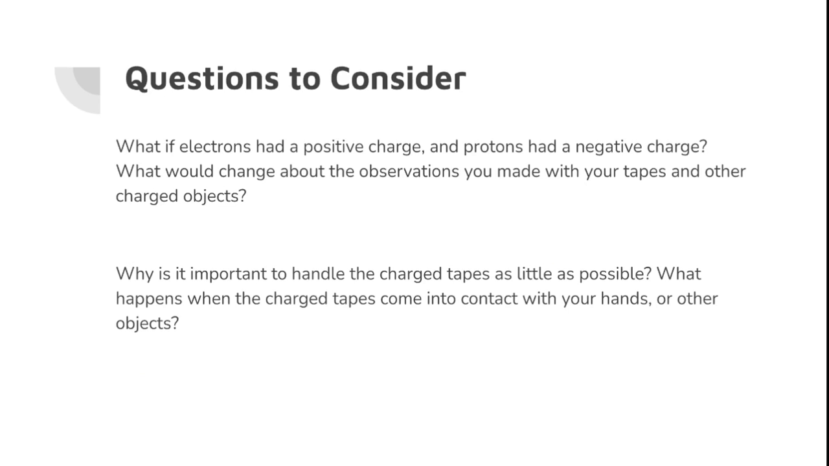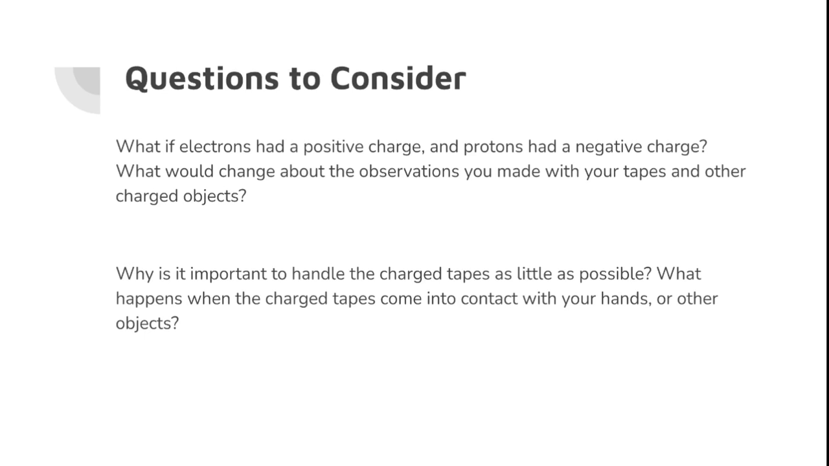Now, some just conceptual questions to consider. What if electrons had a positive charge where protons had a negative charge? Would that change anything about the observations you made with your tapes and other charged objects? No, actually. Even though the charges would be swapped, the electric interactions would be identical to the eye. Like charges would repel, while opposite charges would attract.